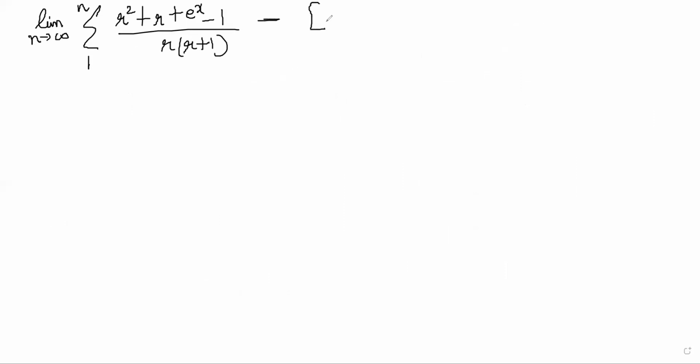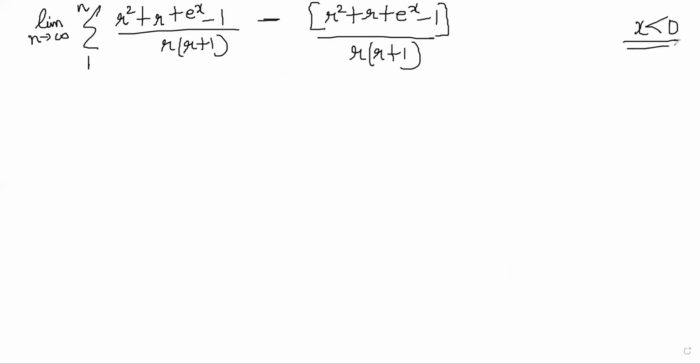So we have limit n tends to infinity, summation r goes from 1 to n, of r square plus r plus e power x minus 1 divided by r into r plus 1, minus GIF of r square plus r plus e power x minus 1 divided by r into r plus 1. And this is the case when x is less than 0. So notice if x is less than 0, e power x is again less than 1 and between 0 and 1, because x is negative, so it is 1 by e power something positive, right? So it will be between 0 to 1 again, but this time there is a plus sign here, so that will have some implications.